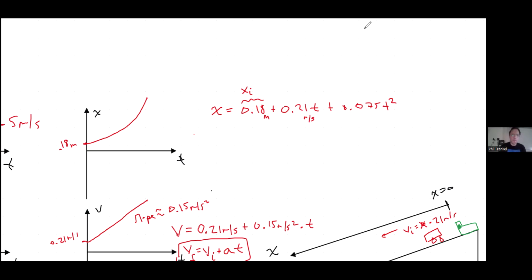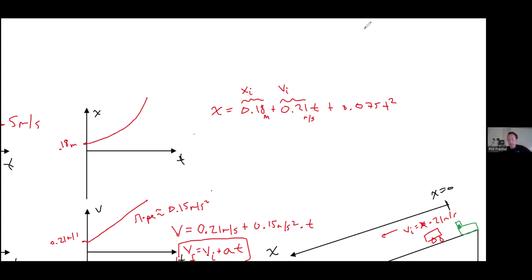It looks like the initial velocity is important in determining what the position will be in the future. And finally, this last term, 0.075 times t squared, the quadratic term.